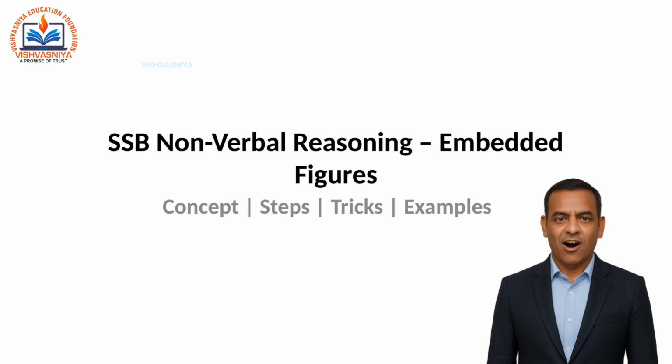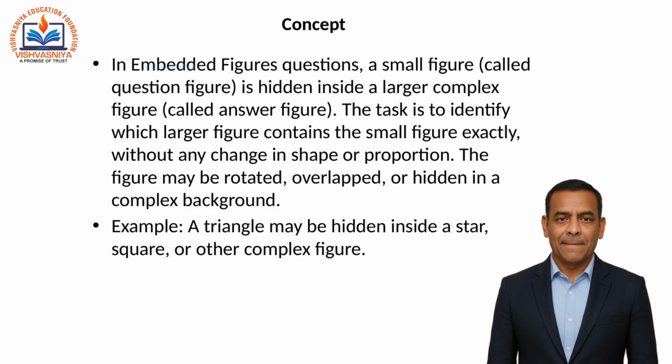A, B, or C. An embedded figure is a small shape that is hidden inside a larger complex figure. Your task is to find where exactly that small figure is located. For example, suppose we have a triangle as the question figure. It might be hidden inside a star, a square, or a messy background.